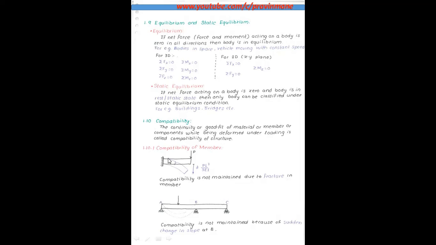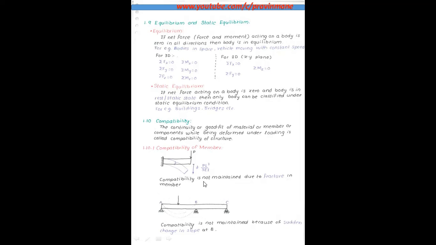So this will be the deflection or deformation, you say deflection, and its value will be calculated as PL cube by 3EI. P is load, L is length, E is modulus of elasticity, and I is moment of inertia. Then compatibility is not maintained due to fracture in member. So compatibility is not maintained because of sudden change in slope at B. So here compatibility is not maintained due to fracture.